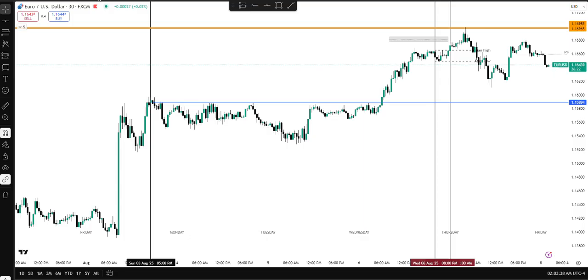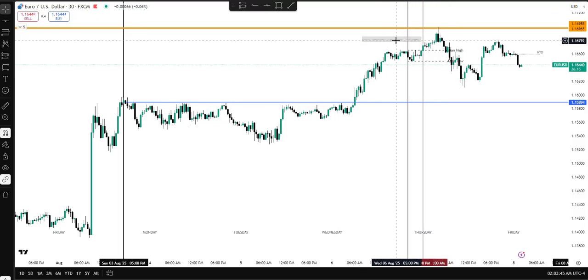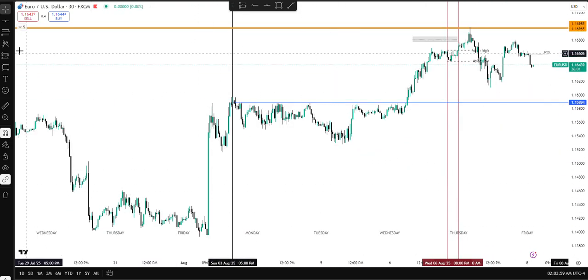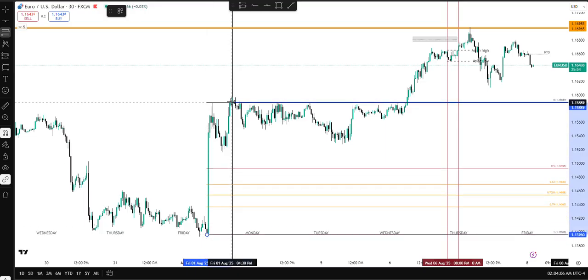So what we'll do now is we'll look for extension targets. I will show you where I was thinking price was going to go and stop for the week, so from the low to the high. So in the previous week, from Monday to Friday, we see this impulsive move higher on the 30-minute time frame. So we anchor our fib from the body's low to the high of the impulse move, and we extend.